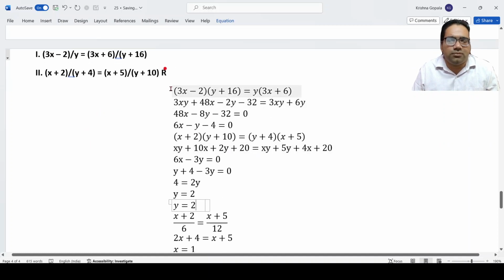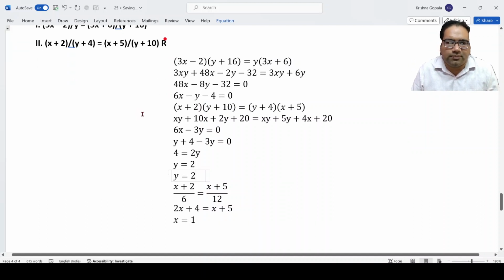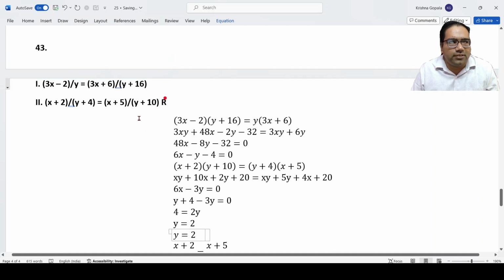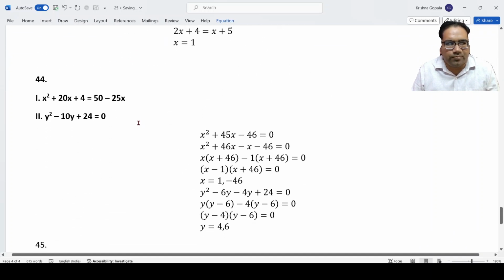You just need to do cross multiplication and ensure that we are able to solve the equation. Okay, this is also an easy problem. Let's get to the next problem.